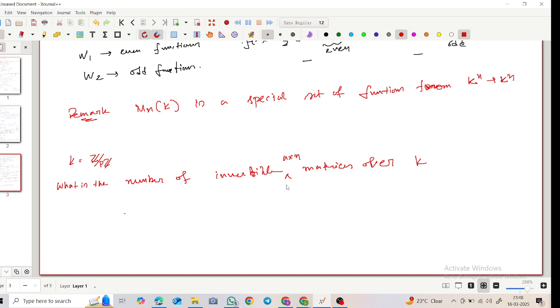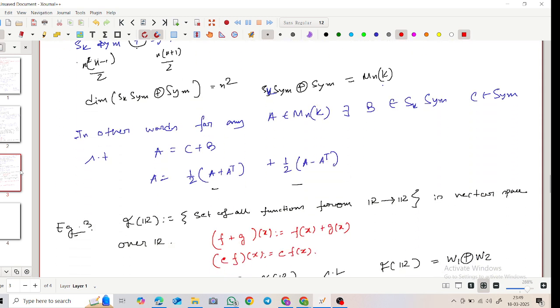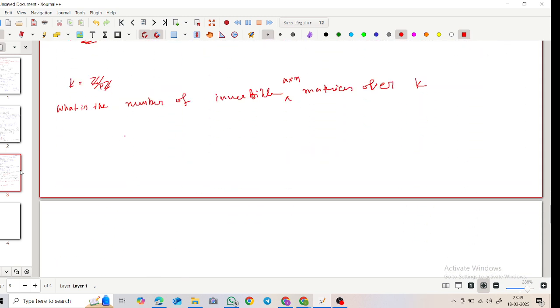Take an n cross n matrix. What does invertible mean? Its rank should be n. So he is saying that A is invertible if and only if rank A is n.